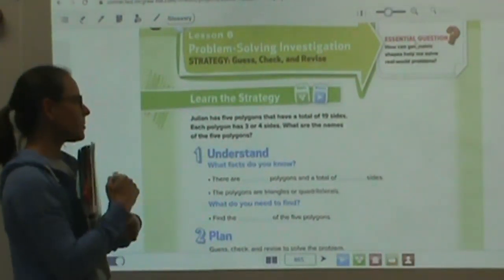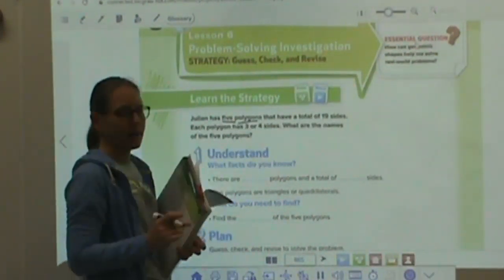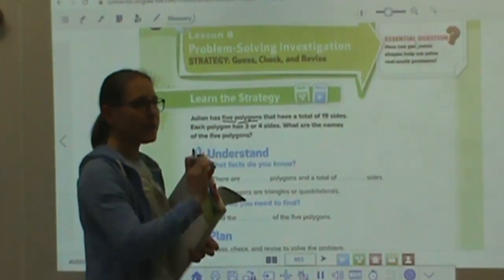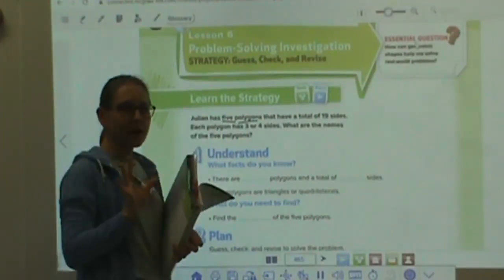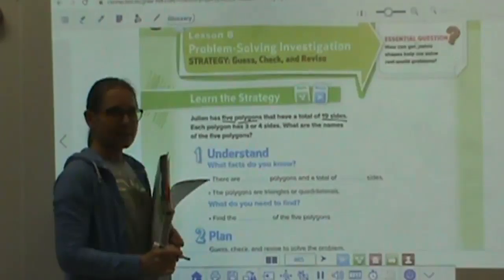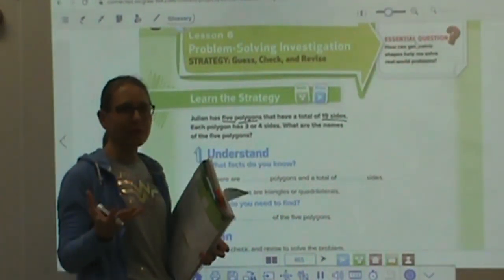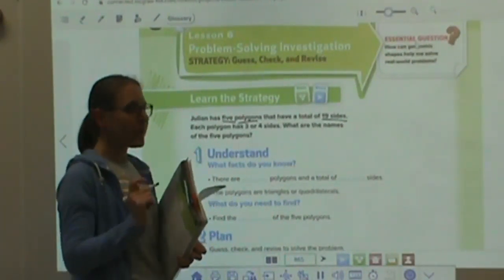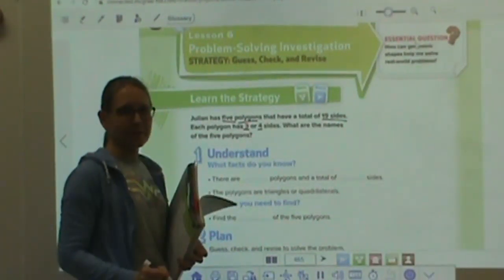So let's underline some of that information. We're looking for 5 polygons with a total of 19 sides. That means we're going to count every single side of these 5 polygons to get 19 sides. So basically we're trying to figure out what combination of polygons will get us 19 sides. But with that, the polygons have to have 3 or 4 sides.